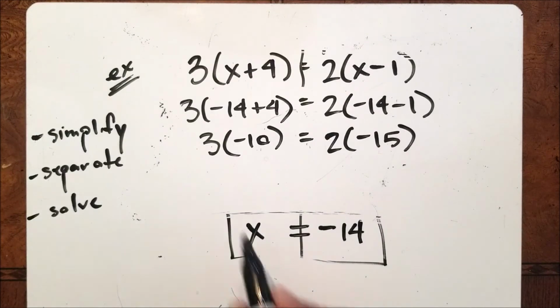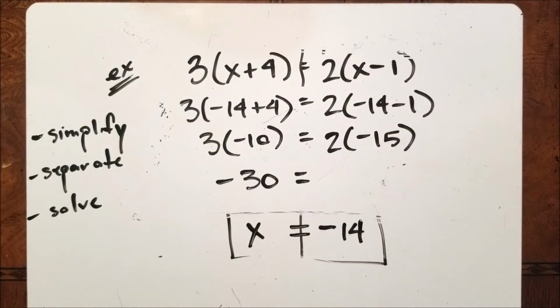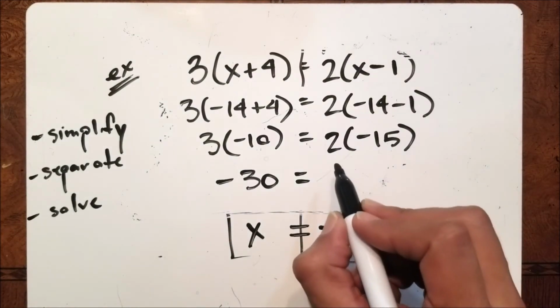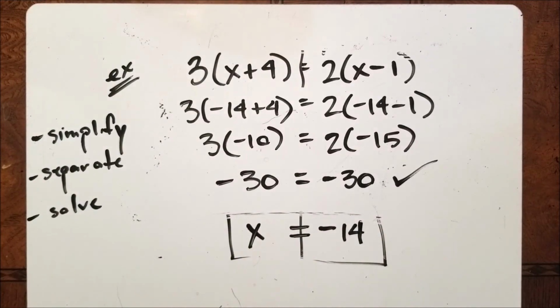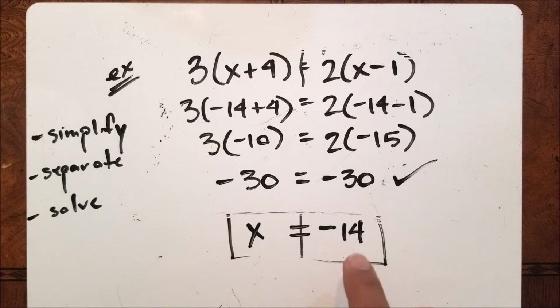One more step, what is 3 times negative 10? Oh yeah, and likewise, what is 2 times negative 15? Bang, looks like our equation works. When I use x equals negative 14 in this equation, it turns out to be true. This is the solution. Well done. Not bad at all. All right, let's try one more practice equation. One more. Here we go.